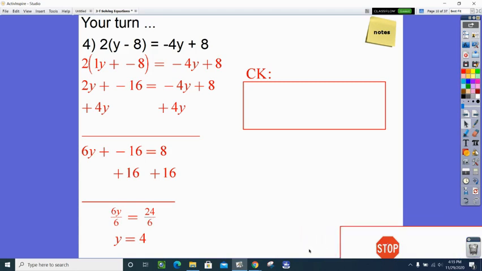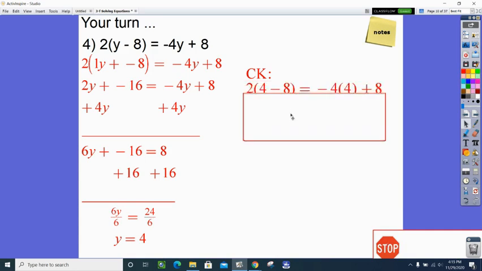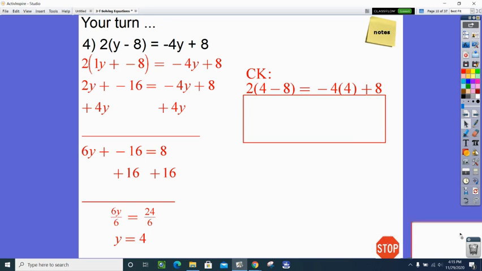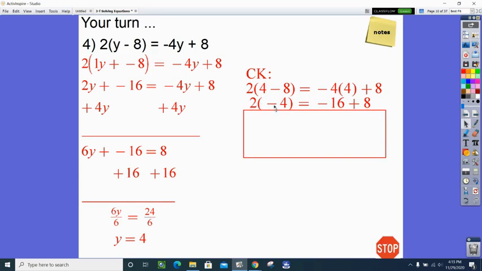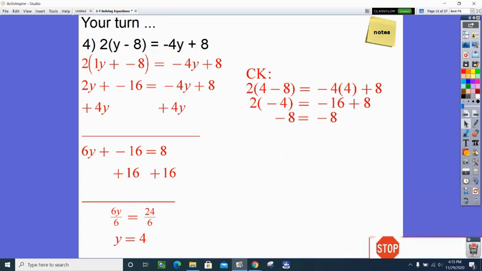I'm going to put the 4 back up in that original equation, and we're going to basically have amnesia that we do not do distributive property in the check. We are looking to do PEMDAS, so it's easier. Anyway, 4 minus 8 in the parentheses. Did you put negative 4? And 2 times negative 4 is going to give me a negative 8. On the other side, negative 4 times 4 is negative 16. And negative 16 plus 8 is going to give me negative 8. And that shows that y equals 4 is the only number in this original equation that'll keep that equation true.